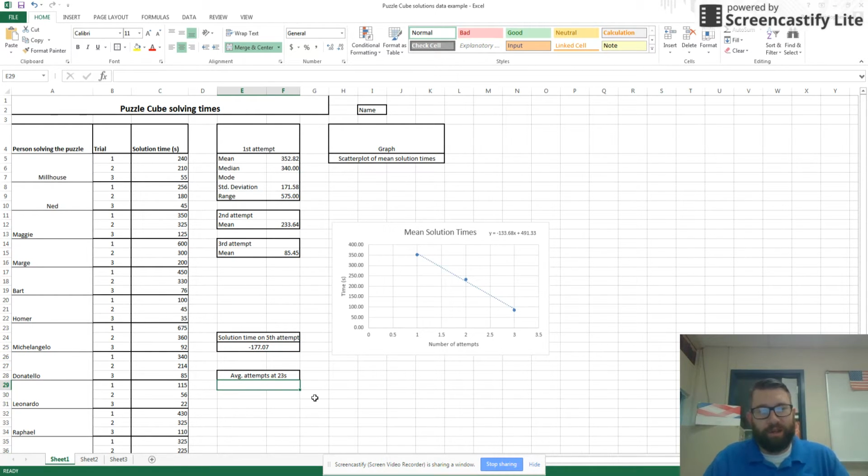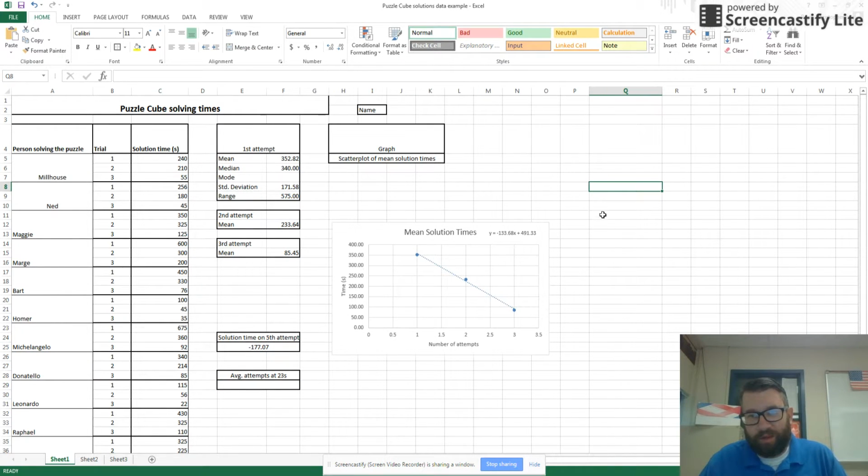All right, so the next thing they ask us is average attempts at 23 seconds. Basically, how many attempts would it take someone to solve the puzzle in 23 seconds? So here, we're going to go back to our y equals, but this time, instead of setting something equal to x, we are going to set something equal to y. So over here, in this Q box, I'm going to give myself some more room. Excel doesn't really do math for us here or algebra. So I'm just going to write out the equation so you guys can see what it looks like.